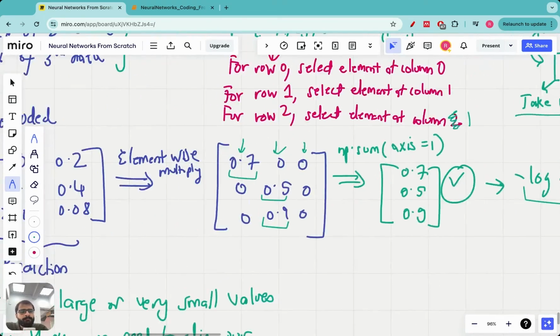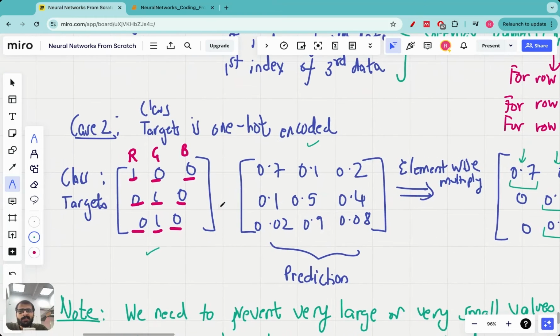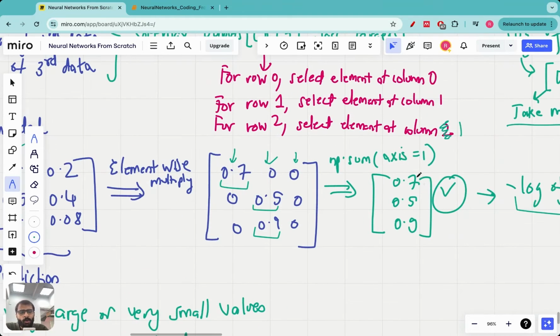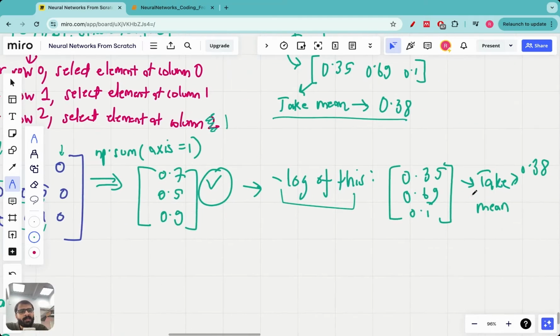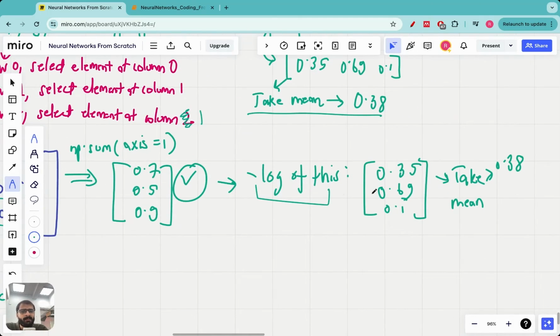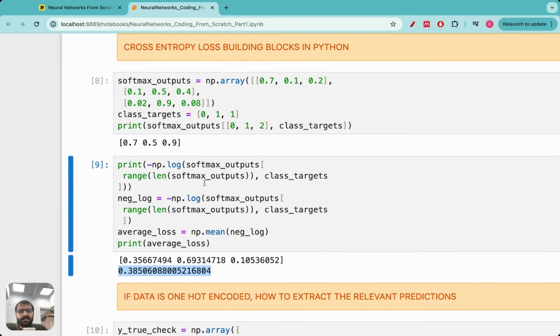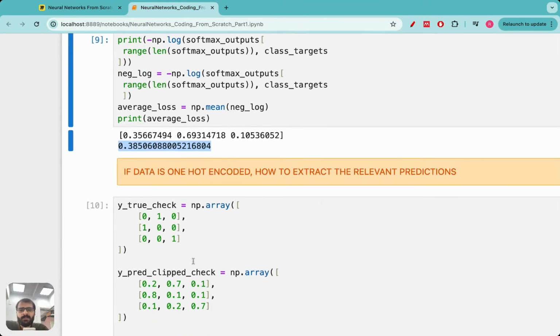And the way to get the loss is that you just take the element wise multiplication between the class targets and the prediction, and then you just sum it column wise. Then you take a negative log and then you take the mean. That's it. It's as simple as that. So let us see how this is implemented in Python.